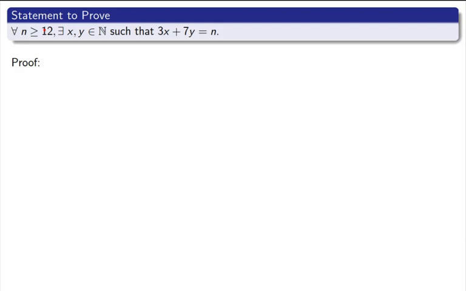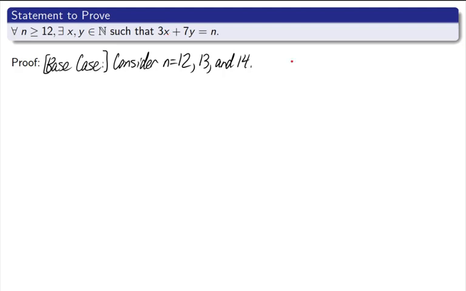Let's do this problem. We'll start off with our base case, just like standard induction. Consider n equals 12, 13, and 14. I'm picking 3 base cases for reasons that will become clear as we go, but I will tell you the 3 is based on the smaller number here being a 3. Now let's see if we can find a way to do it. Just by plugging in values for x and y, we need to somehow get 12, 13, and 14. You might find it interesting to try these yourself.